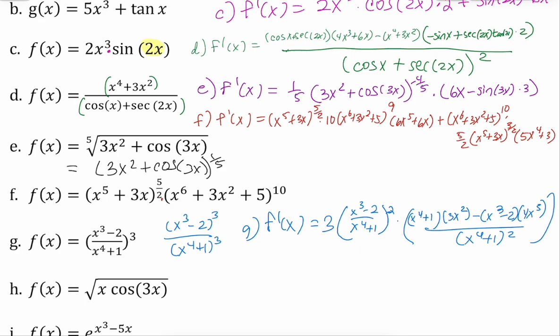I've seen some people that actually even make it x cubed minus 2 cubed times x to the fourth plus 1 to the negative 3, and then they use the product rule. So that is also an option. So you can leave it as is and do what I did. You can make it a top and bottom clearly quotient rule problem, or you can make that thing that was in the bottom to the negative power and do a product rule. Either of these things will work.